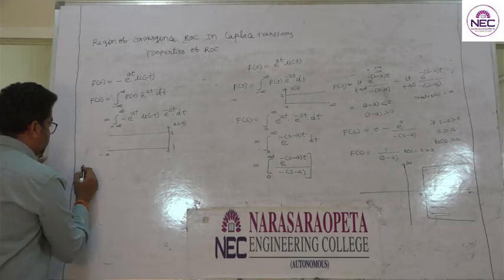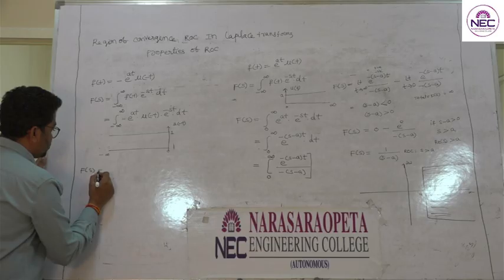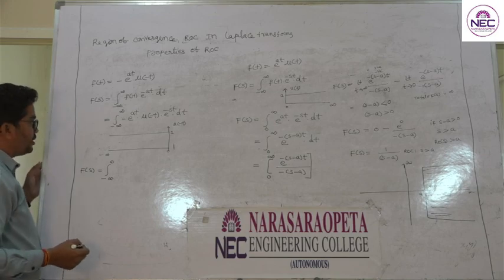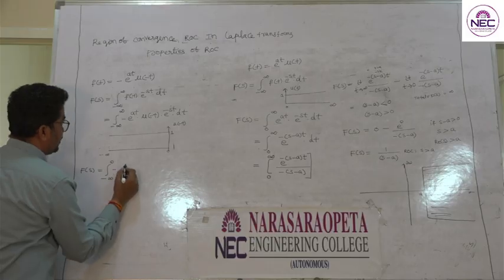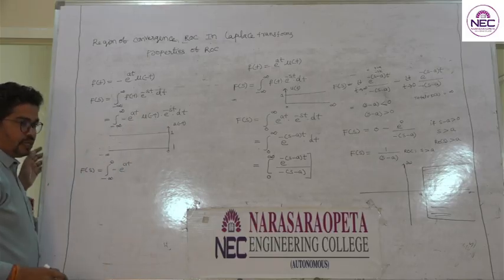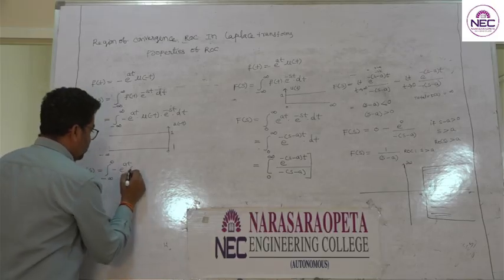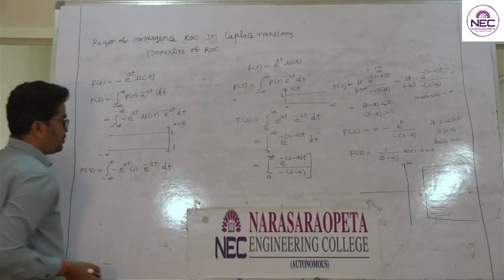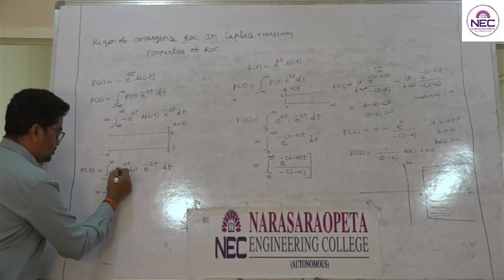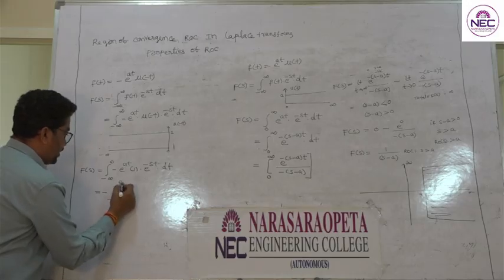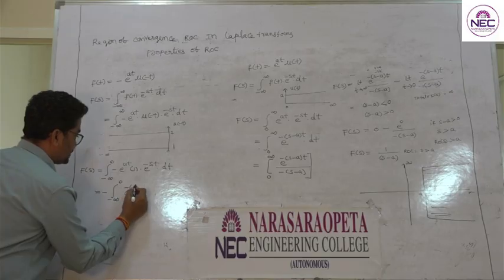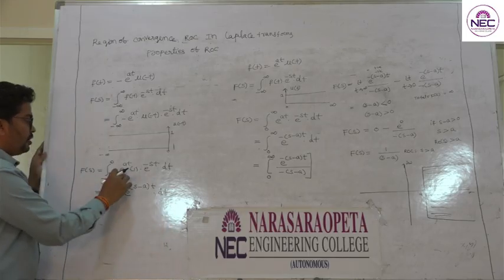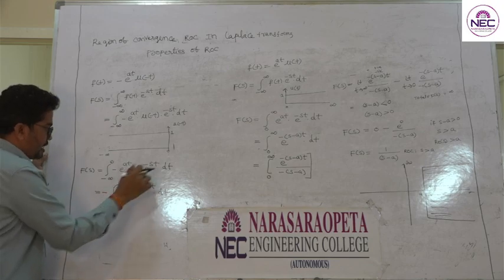Here the limits change to F of s equals the integral from minus infinity to 0 of minus e power a t, and next u of minus t, which has value 1, into e power minus st dt. So with limits minus infinity to 0, we combine the two terms e power at into e power minus st, giving e power minus of s minus a into t dt.